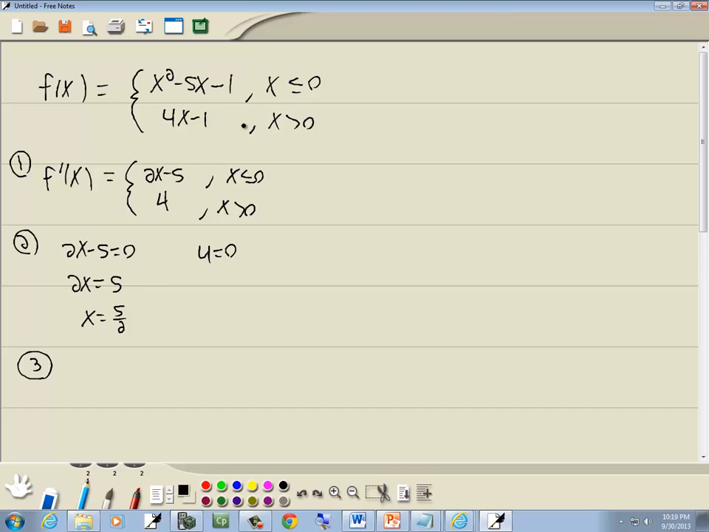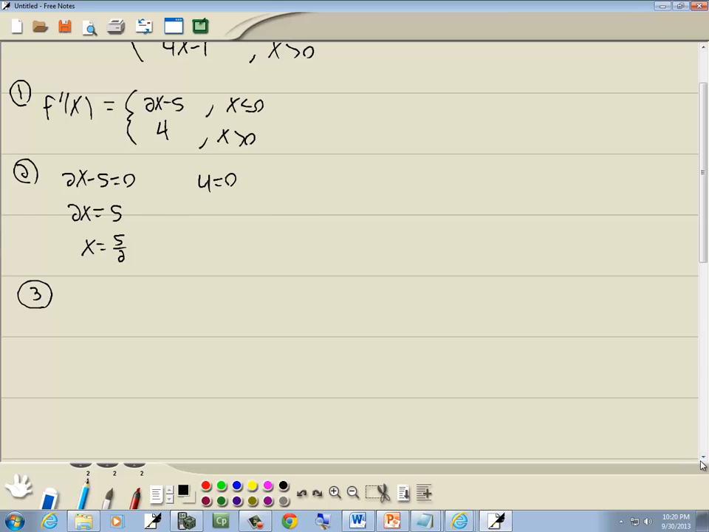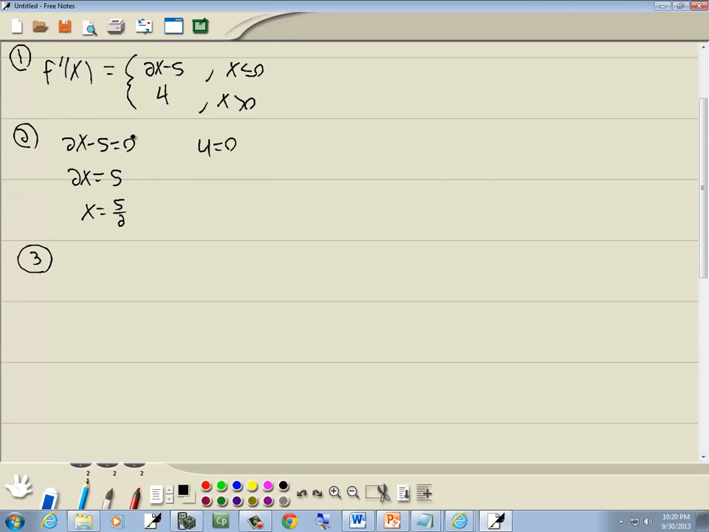Now actually, since it's 5/2, which is like 2.5, and that was for our first piece, which is only valid when x is less than or equal to 0, we're going to find out this critical value doesn't do anything. But if you recognize that, that's fantastic, but I'm happy when people get to the point where I'm just looking at it.